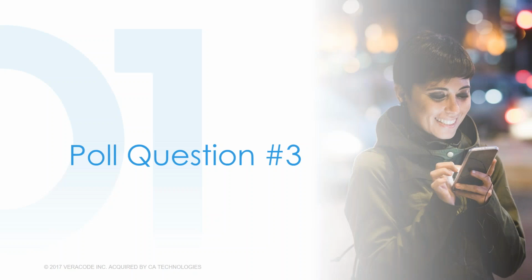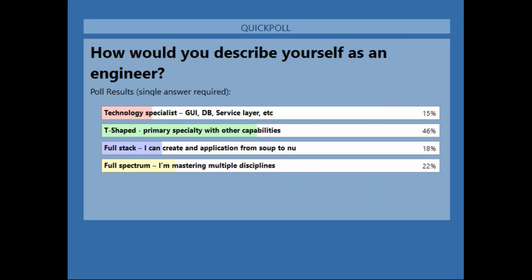All right, we got 3/4 of you voting. Interesting. Well, that's really interesting. I did not expect that at all. Yeah, I mean, you didn't expect T-shaped to be almost half of the people. That's true, and I didn't expect to see so many people that self-identify as that full spectrum idea of mastering multiple disciplines. That's incredibly high for me.